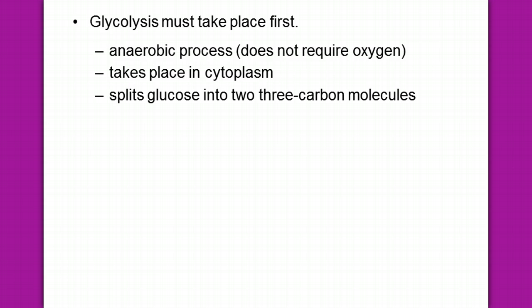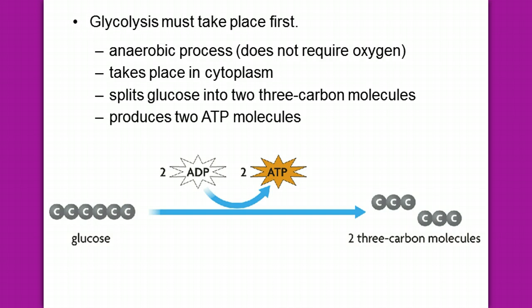It splits glucose into two 3-carbon molecules. So remember, glucose is C6H12O6. So there are 6 carbon molecules in glucose. It's basically splitting the molecule in half. And then, in that process, it is able to make 2 ATP molecules. That's where that energy gets stored. So when we look at it, we can see glucose having 6 carbons breaks apart into 2 3-carbon molecules, and the additional energy adds that phosphate to ADP, making ATP.